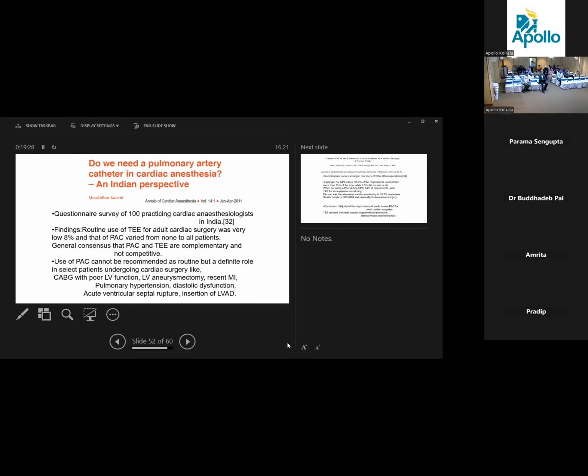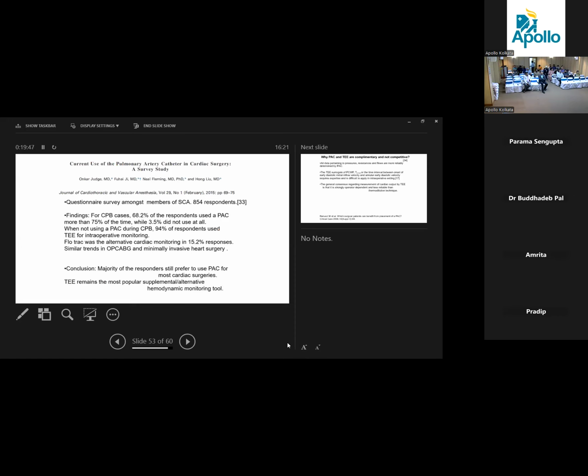These are the absolute indications for inserting a PA catheter, for all these kinds of patients. So this is the exam question: what are the absolute indications of PA catheter? These are the 5 absolute indications.